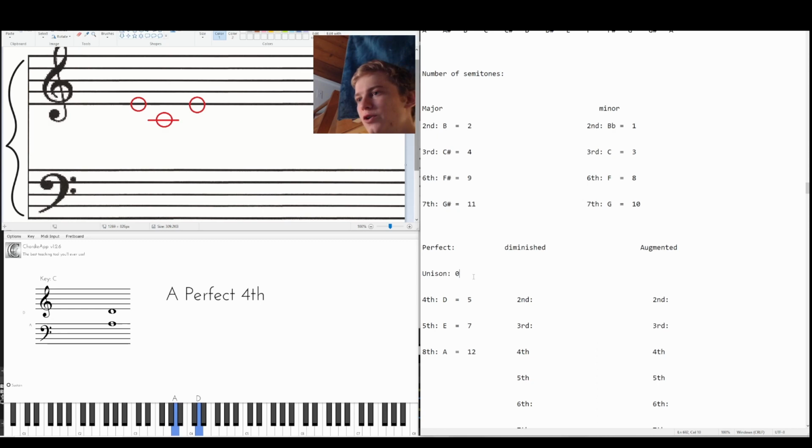If we go up 1 more semitone, we actually have our augmented fourth now. As I was saying, if you go up 1 semitone from a perfect interval, then it becomes augmented. So we just went up 1 semitone from a perfect interval, and now it's augmented. So our next one is a perfect fifth.